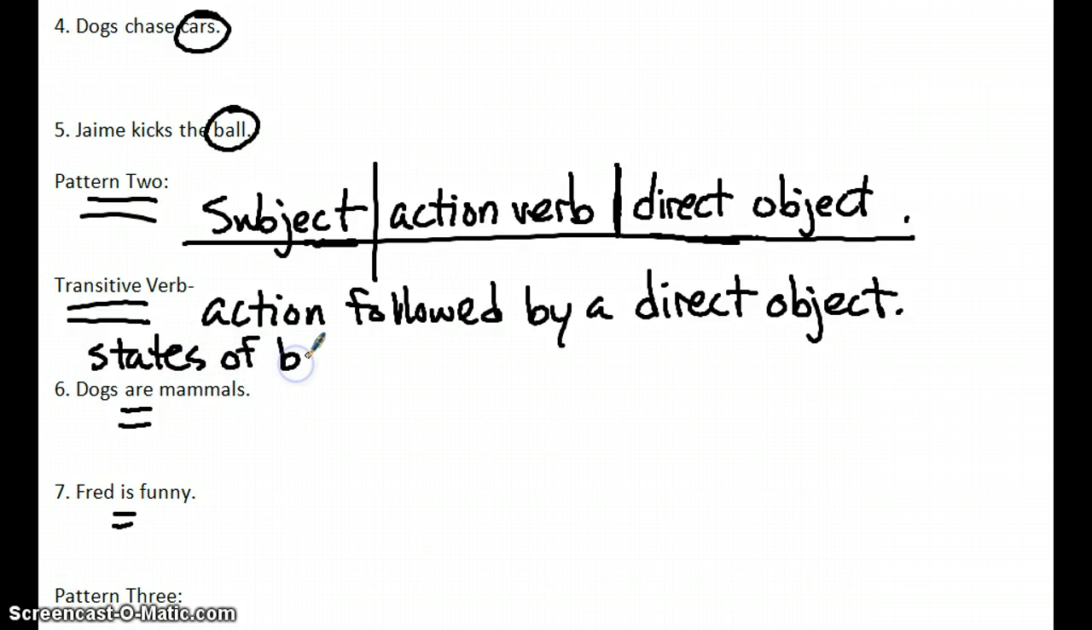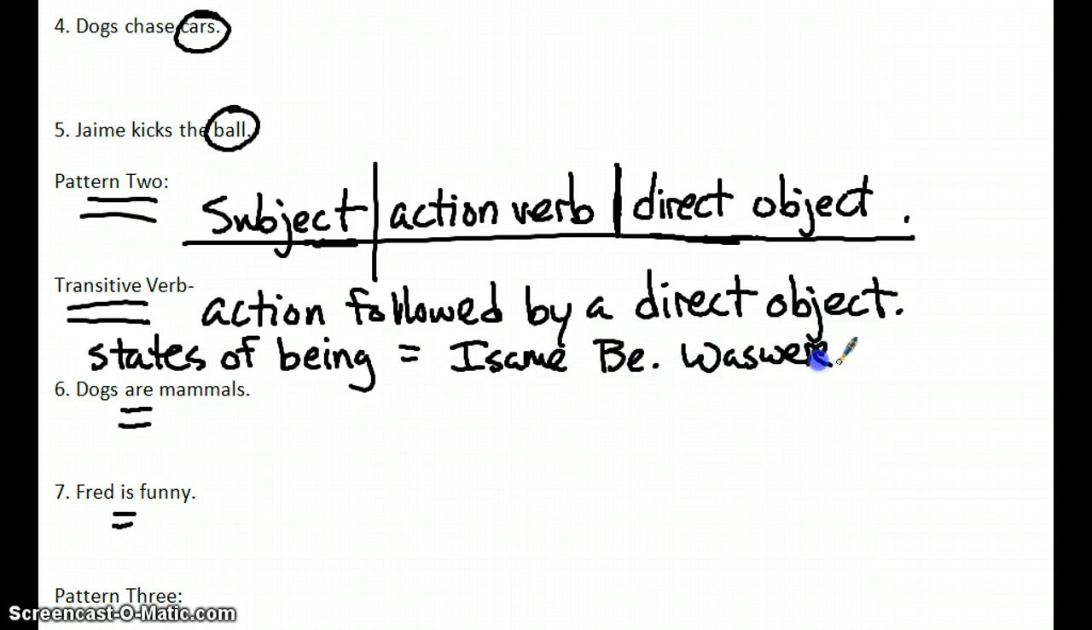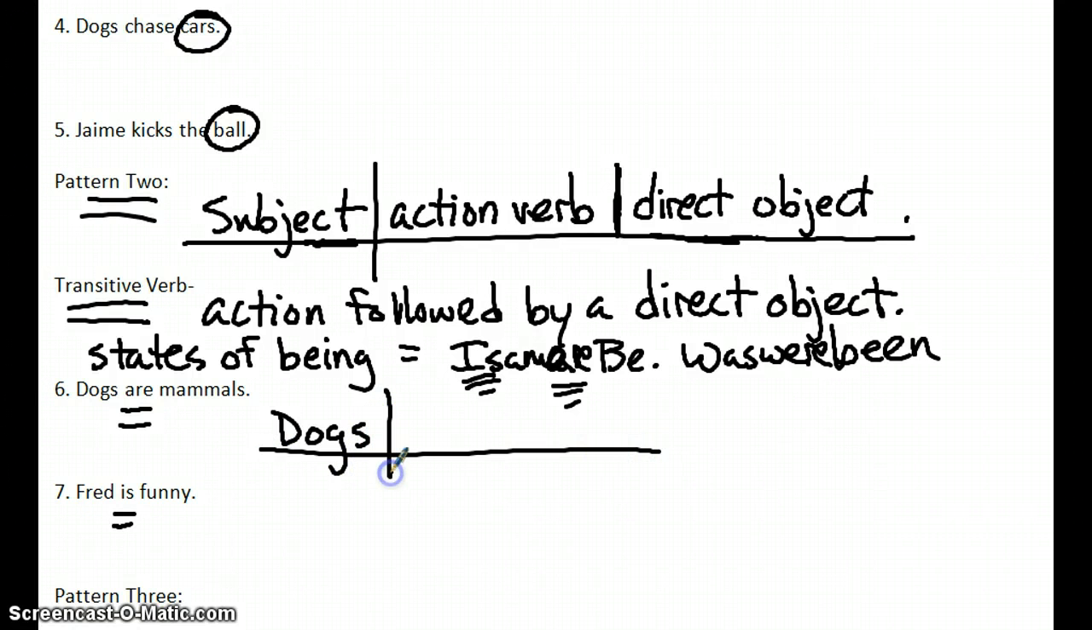And if you recall, the way we remember those are Mr. Isamar, B, was working. And if that's not familiar to you, go back to the video on verbs. Now, oops, I forgot the are, and is are in Isamar, okay? So, they're state of being verbs. Watch how I diagram. Dogs is still my subject. Verb. What about dogs? They are mammals.